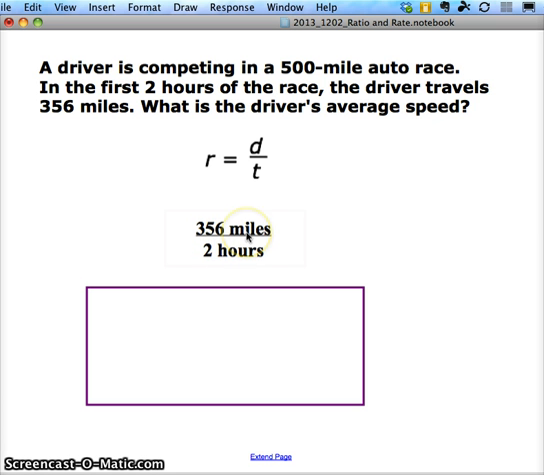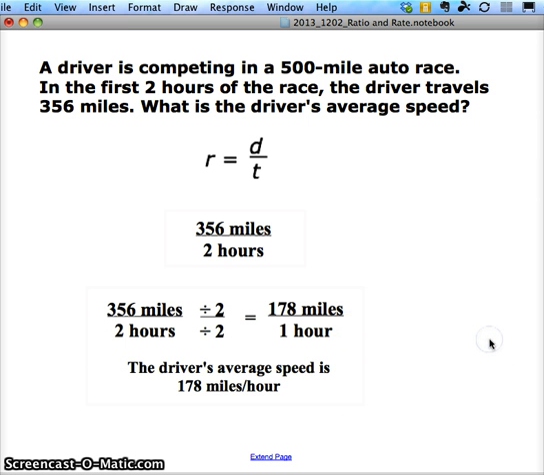356 miles is how far he went, or the distance, in 2 hours. And to determine the average miles per hour, divide the numerator and denominator by 2, and we have 178 miles per hour, which is remarkably fast. I'm not quite sure what kind of car he's driving, but holy mackerel. So the driver's average speed is 178 miles per hour. Pretty fast.